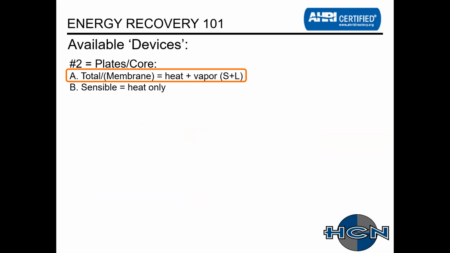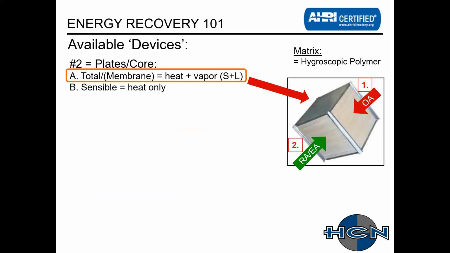All right, the other device that is commonly used is plates, also known as cores. The most common one is a total plate. ASHRAE calls these a membrane plate. These transfer heat and vapor, which is sensible and latent energy. And then here's a picture of a core or a plate where you have your 2 airstreams exchanging energy.